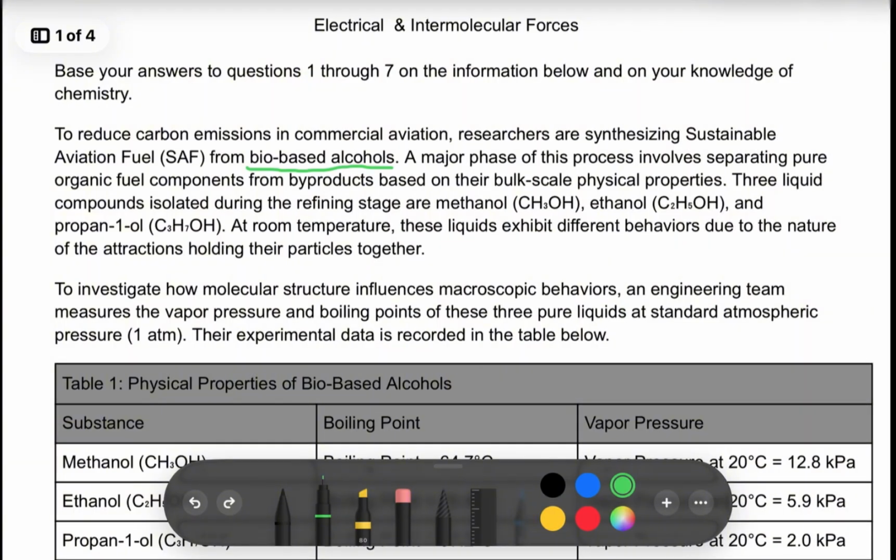A major phase of this process involves separating pure organic fuel components from byproducts based on their bulk scale physical properties. Bulk scale physical properties are just physical properties that we can see on a macroscopic scale. So it's not microscopic, where you cannot see it with the naked eye. These are properties that we can see and measure.